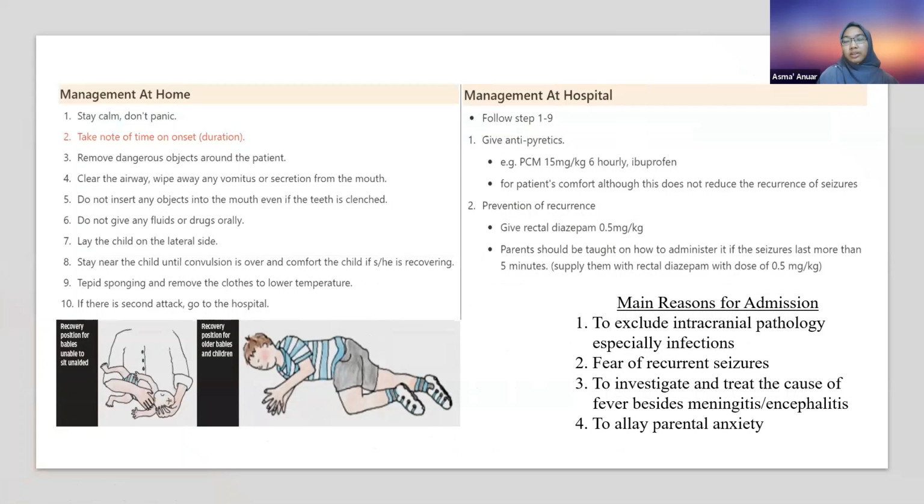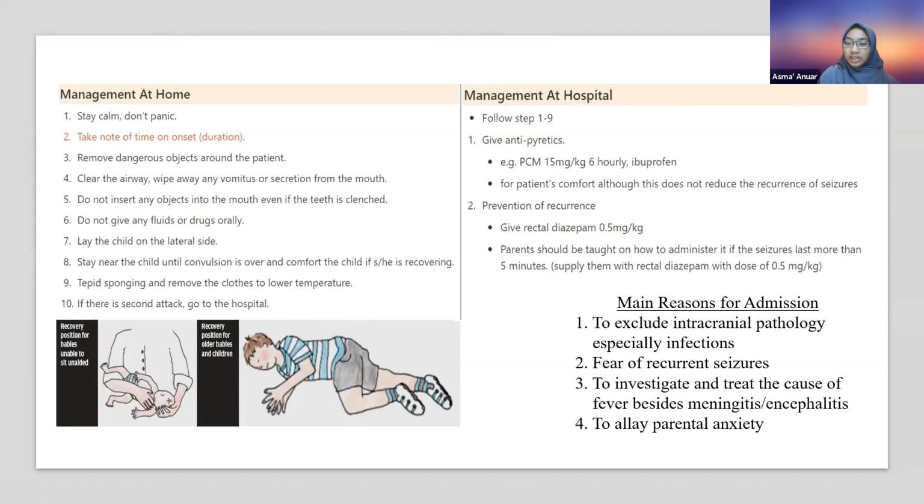Most children do not require any treatment, and not all of them need to be admitted. So these are the main reasons for why the child should be admitted. Firstly is to exclude intracranial pathology, especially infections. And secondly, if the parents are having fear of recurrent seizures.